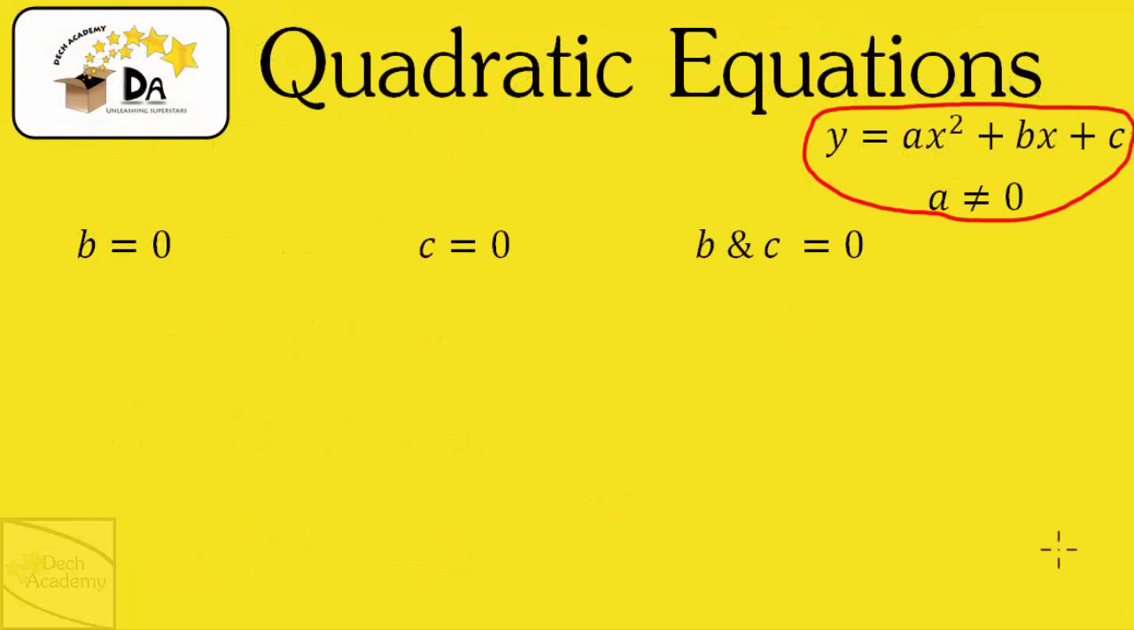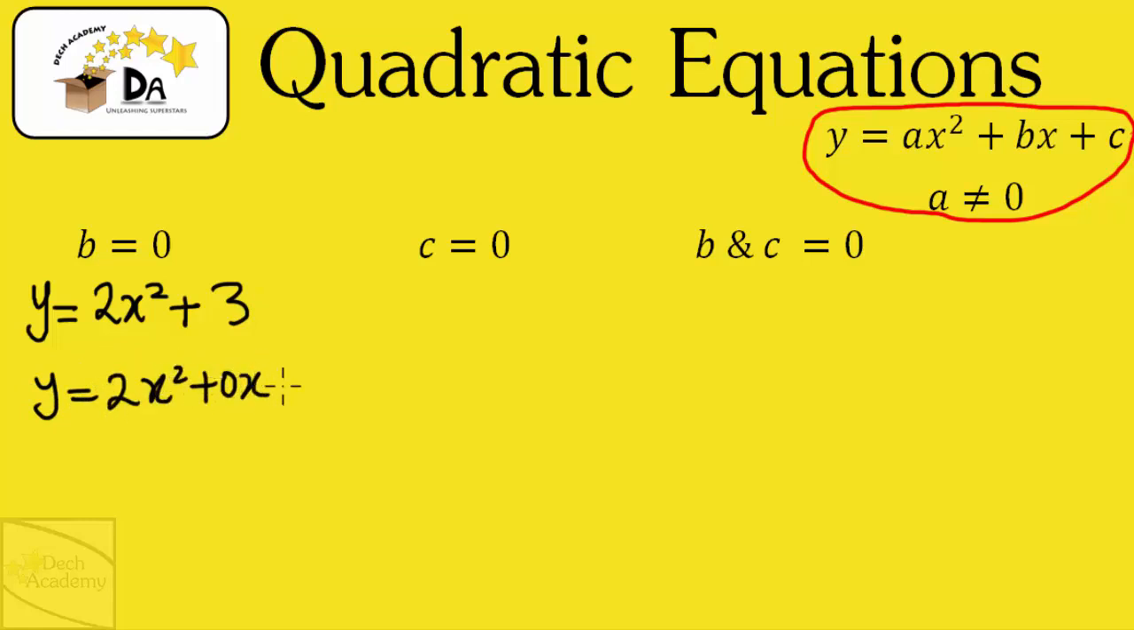Sometimes you come across quadratic equations, meaning equations that meet the requirements of this general form, but sometimes they'll be such that b is 0. For instance, you can have the equation y equals 2x squared plus 3. The coefficient of x here is 0, because if I rewrite this equation as 2x squared plus 0x plus 3, I have the same equation here. Here, as you can see, the coefficient of x is 0. That means b is 0.